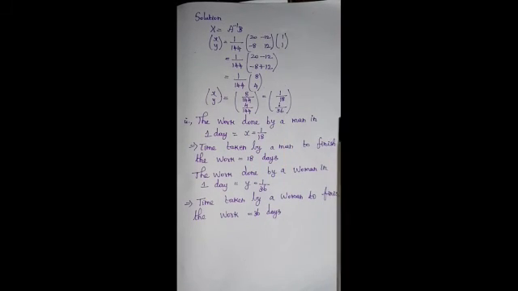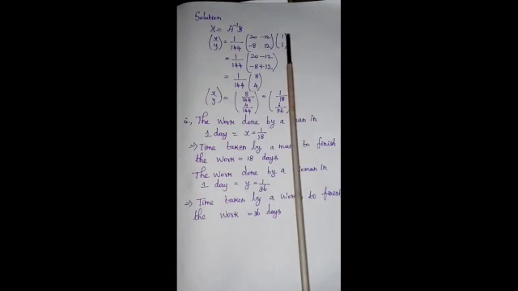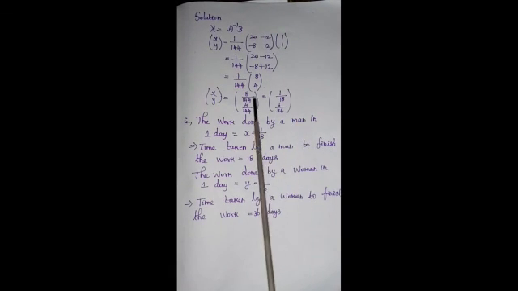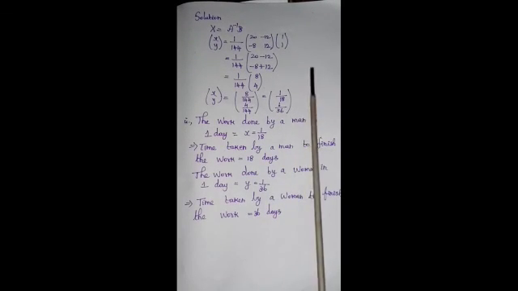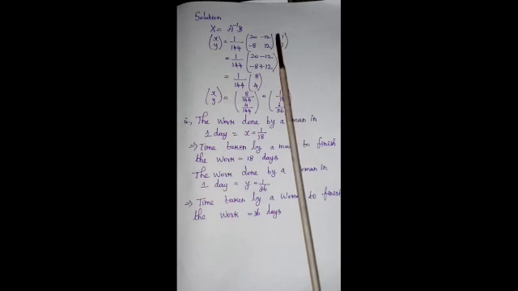So the work done by a man in one day is 1 by 18, so the time taken by the man to finish the work is 18 days. And the work done by a woman in one day is 1 by 36, y is equal to 1 by 36. So the time taken by the woman to finish the work is 36 days.